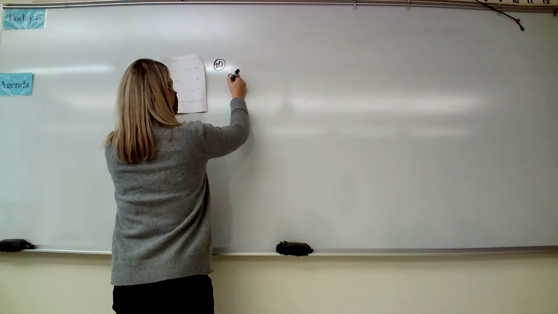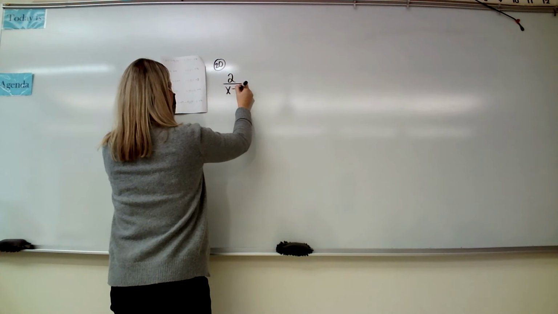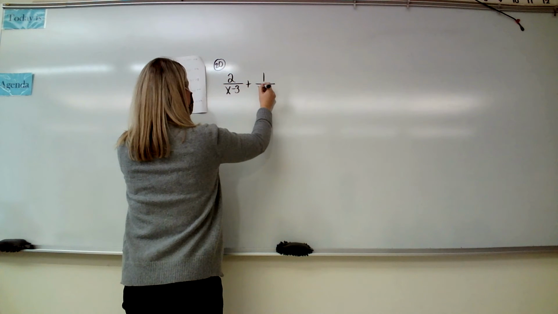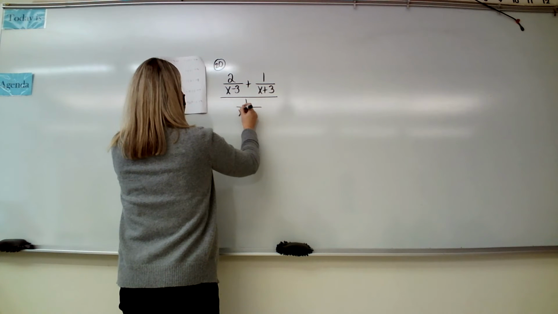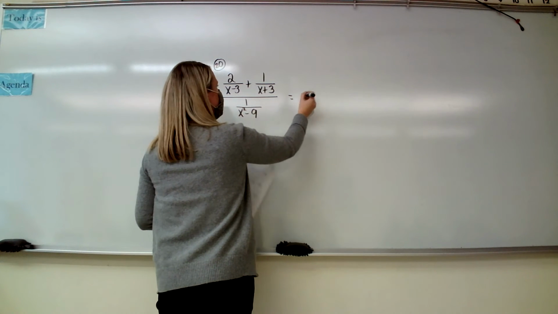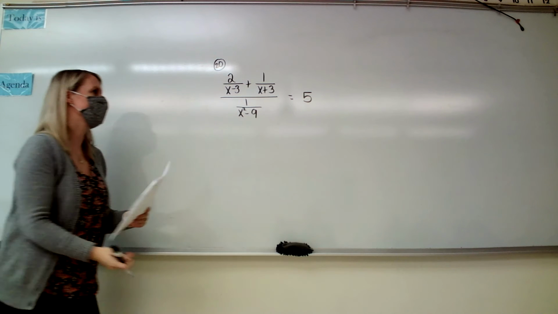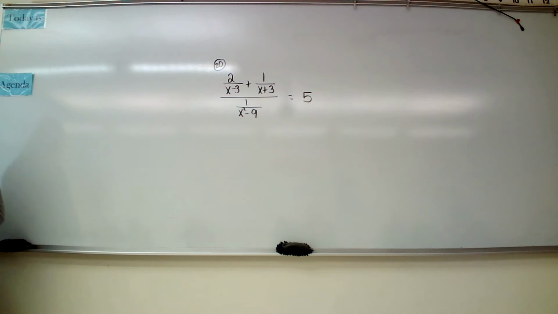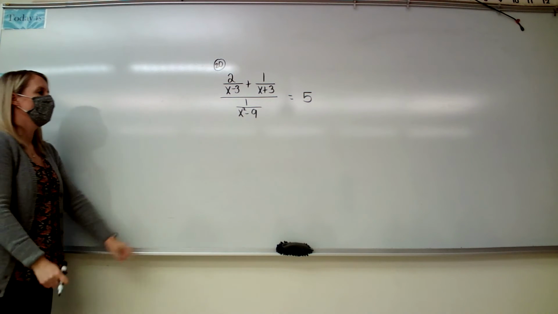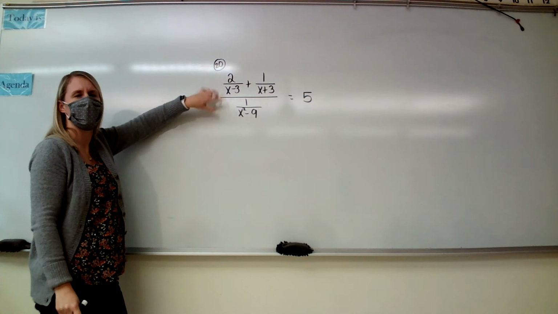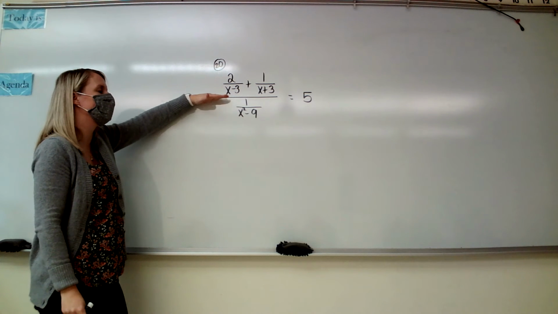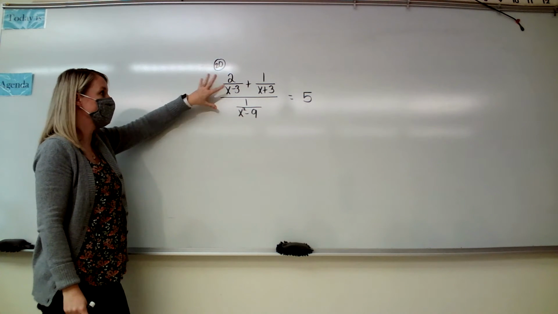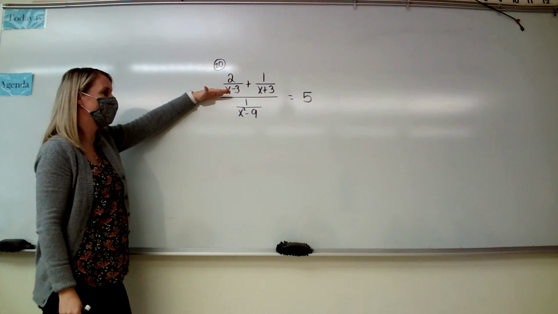Number 20. Okay, so this bad boy needs some room. So we have 2 over x minus 3 plus 1 over x plus 3 over 1 over x squared minus 9 equals 5. Okay. So it's not the nicest looking problem, but we just want to take into account, what do we know? We have a fraction. I know there's fractions in the fraction, but just kind of focus on this is a fraction. You have a numerator, you have a denominator. Now, the nice thing is there's no other terms over here. You just have one fraction.